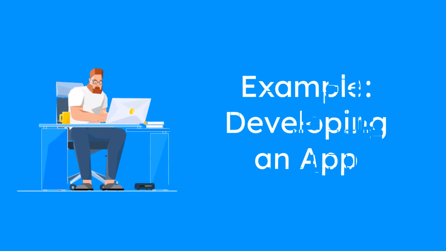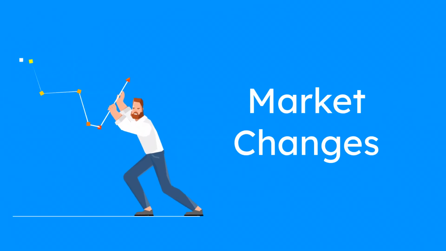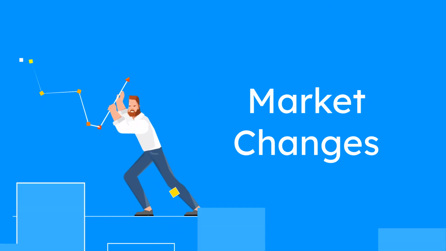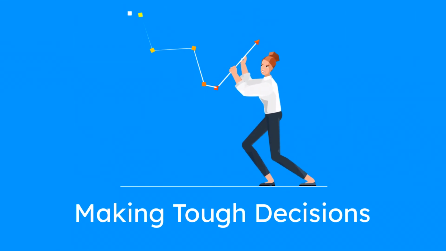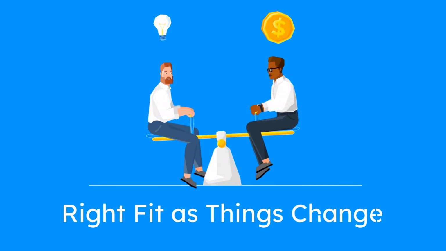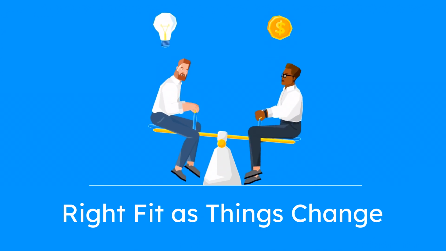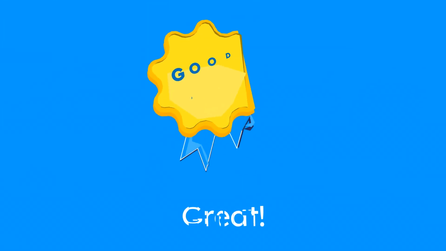For example, let's say a tech company wants to develop a new app. At first, it seems like a great idea, but halfway through, they realize the market has changed and the app might not be as profitable as they thought. The PPP helps them make the tough decision to stop the project and reallocate those resources to something more promising. So the PPP isn't just about starting projects, it's about making sure they're still the right fit as things change. Got it? Great. Let's move on.